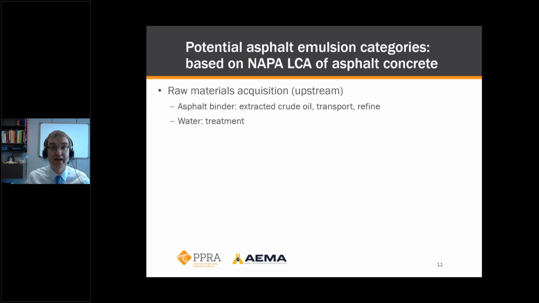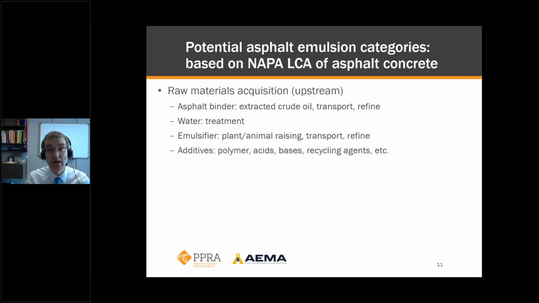So we know we're going to have to look at asphalt binder, which will include extraction of crude oil, the transportation of that, the refining process, all of that. We know we need water, and usually plants just use city water or municipal water, which means there's some sort of treatment associated with that. We know we're going to have to look at the emulsifier. So this includes, if it's a plant-based emulsifier or an animal-based emulsifier, we have to talk about raising that life form and the emissions associated with that, the transportation again, and any sort of refining that occurs.